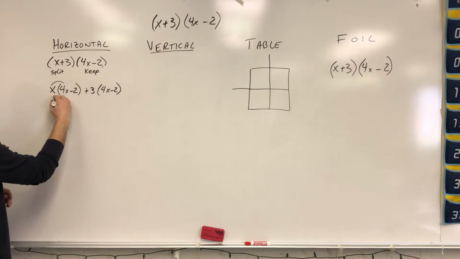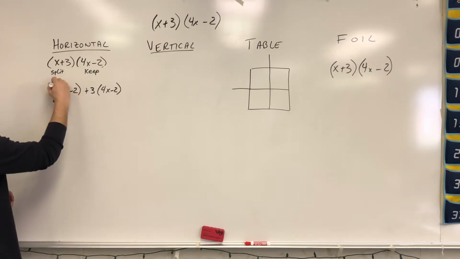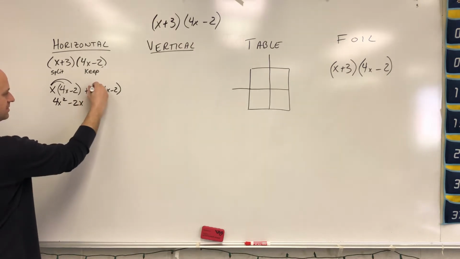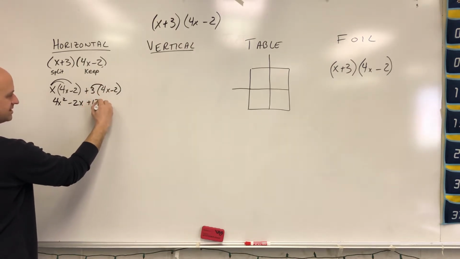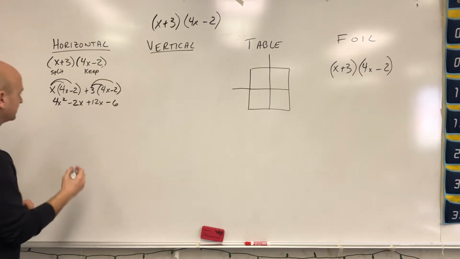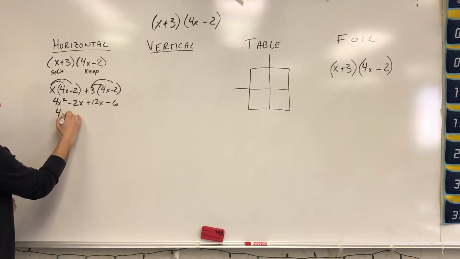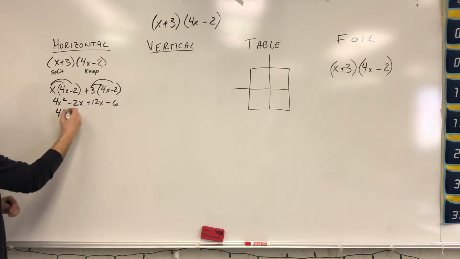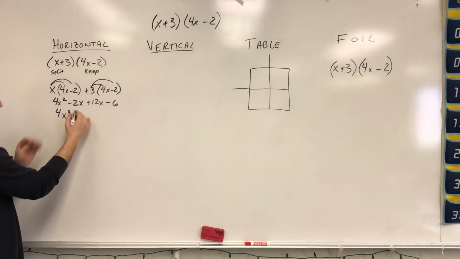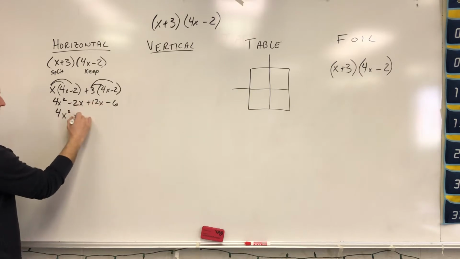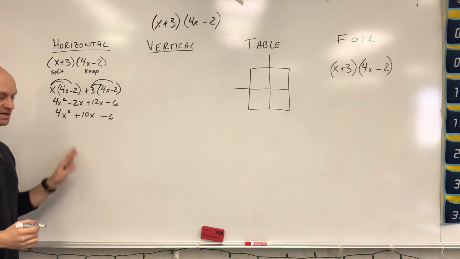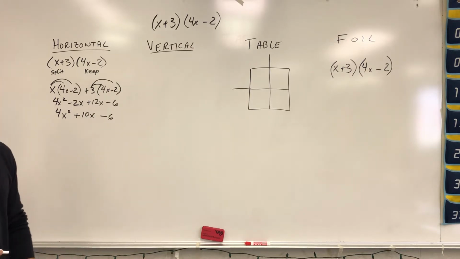So x times 4x would be 4x squared. X times negative 2 is negative 2x. 3 times 4x is positive 12x. And then 3 times negative 2 is negative 6. So then we would combine like terms, and we're combining terms based on their exponent degrees. So a degree of 2 would stand alone, a degree of 1 would give us a positive 10x, and then our constants are combined, and that gives us our final answer.